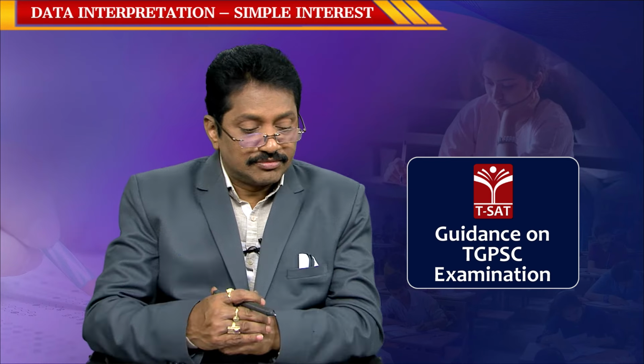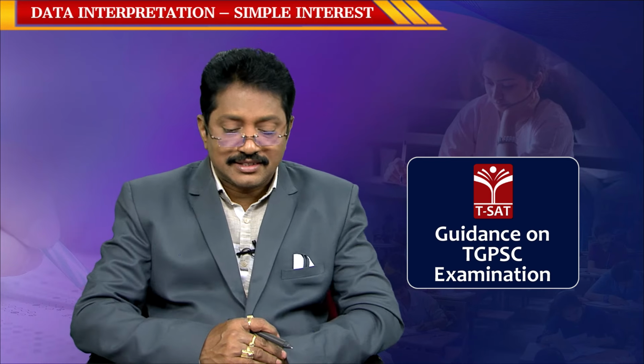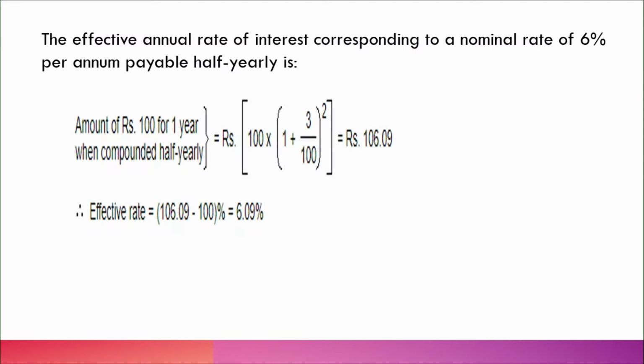Okay, next. The effective annual rate of interest corresponding to a nominal rate of interest 6% per annum payable half yearly. The rate of half yearly is given. So the effective annual rate of interest, how much is it? Corresponding to a nominal rate of interest 6% per annum, it is given as payable half yearly.